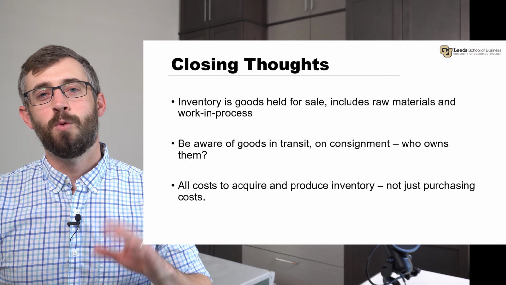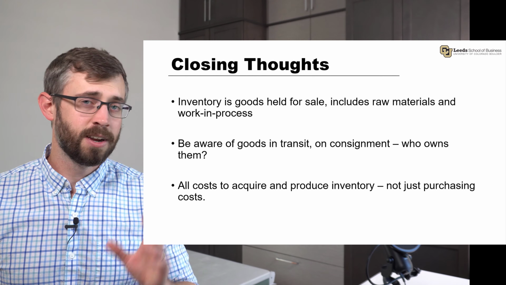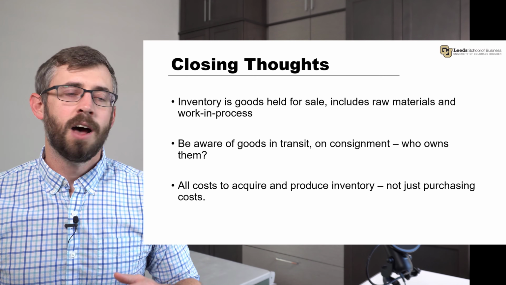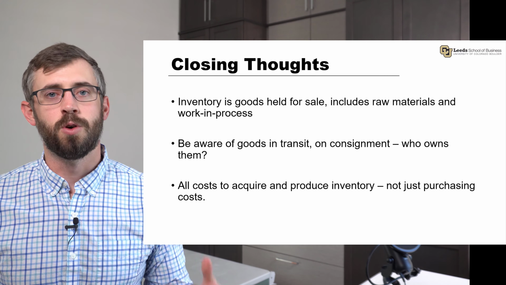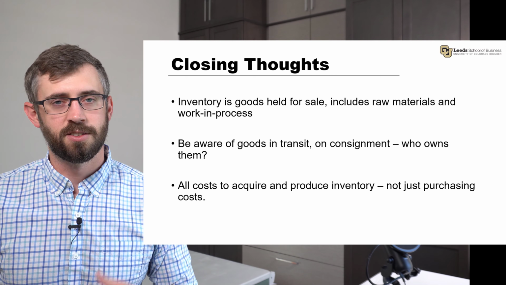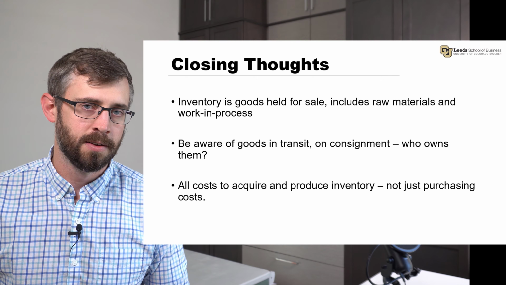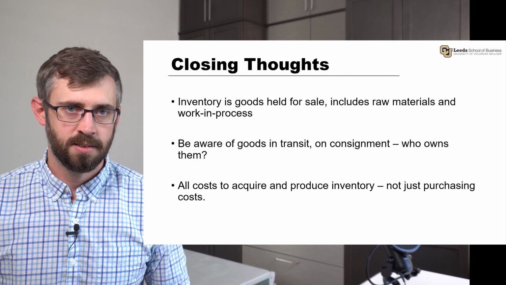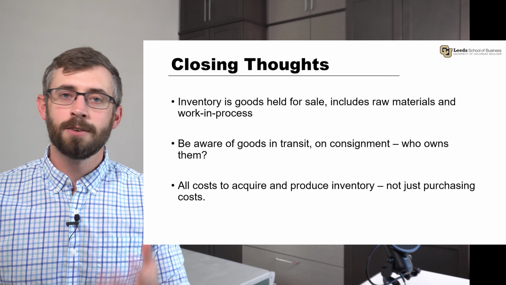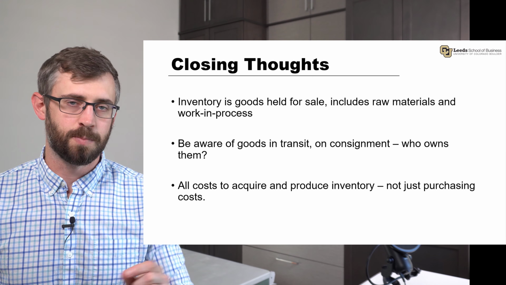And finally, when we're manufacturing inventory, or even when we're buying it on the retail side, we include all the costs to acquire and produce that inventory. And so we need to think about, was this cost related to the production of inventory, in which case it gets capitalized, or was this cost not related to production, in which case we expense it as incurred?